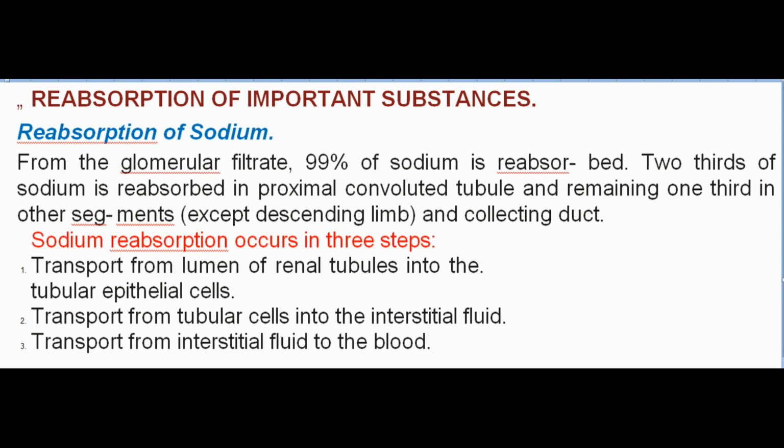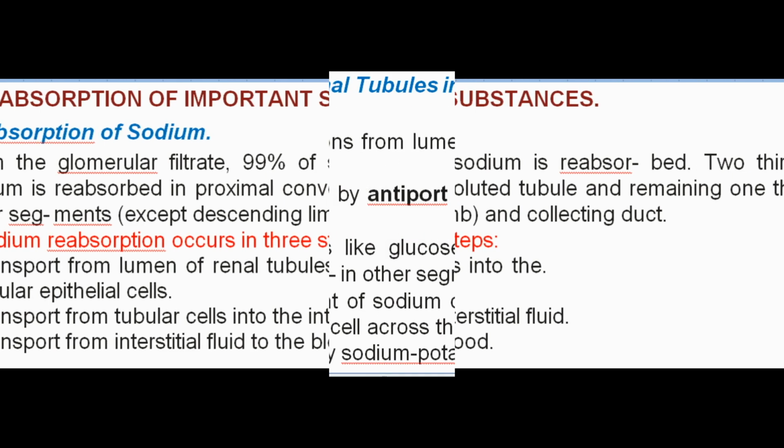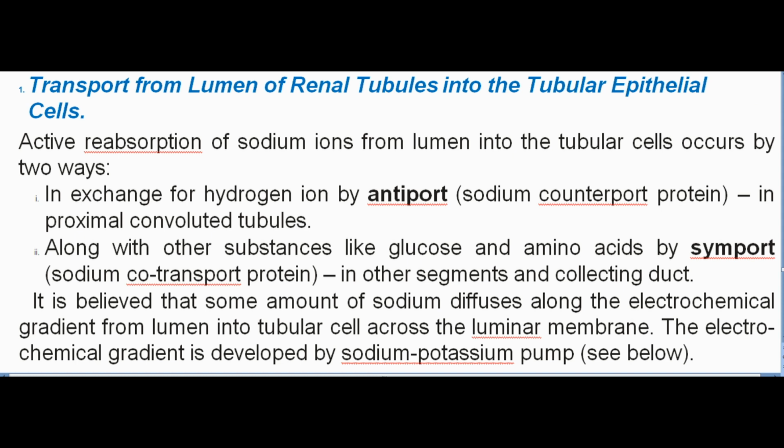From the glomerular filtrate, 99% of sodium is reabsorbed. Two-thirds of sodium is reabsorbed in the proximal convoluted tubule and the remaining one-third in other segments, except the descending limb and collecting duct. Sodium reabsorption occurs in 3 steps: transport from lumen of renal tubules into the tubular epithelial cells, transport from tubular cells into the interstitial fluid, and transport from interstitial fluid to the blood.